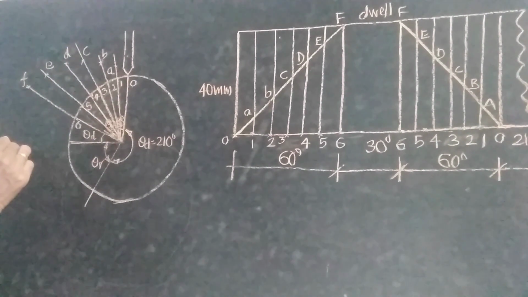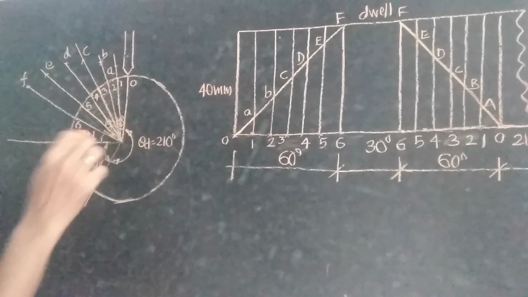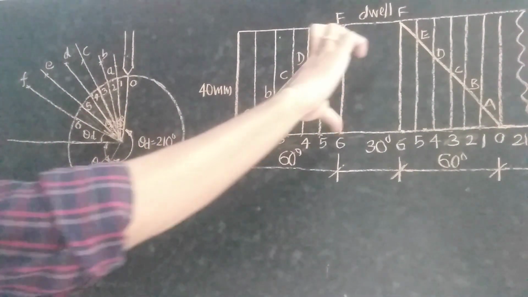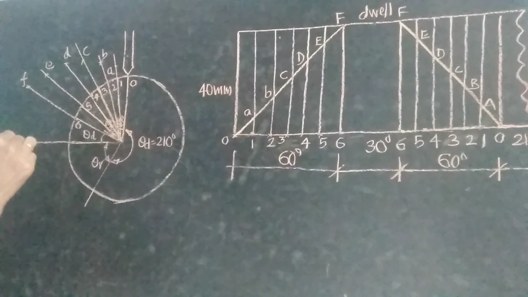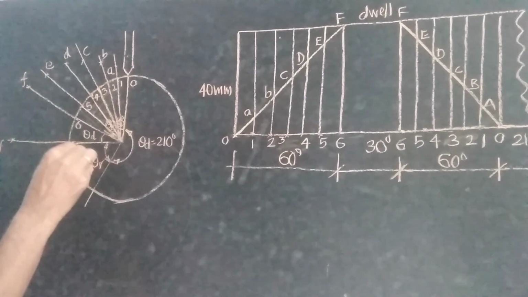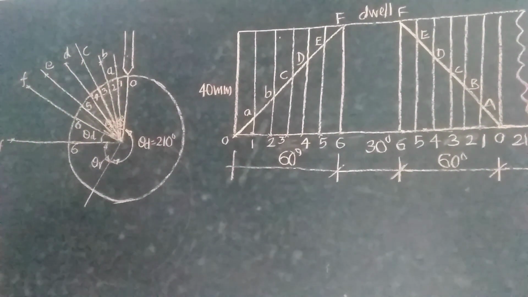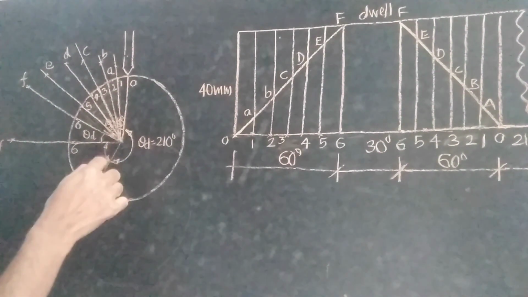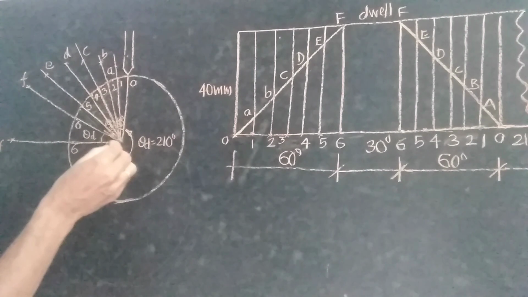Next, up to this next 30 degree, the follower is at the same height. That means again this distance is equal to 6f, which is 40 mm. Next, divide this return stroke into 6 equal parts.